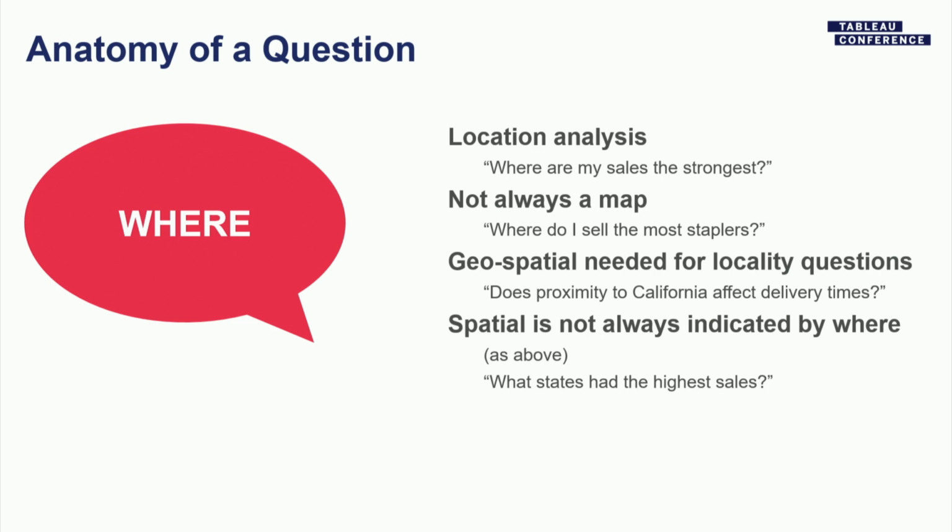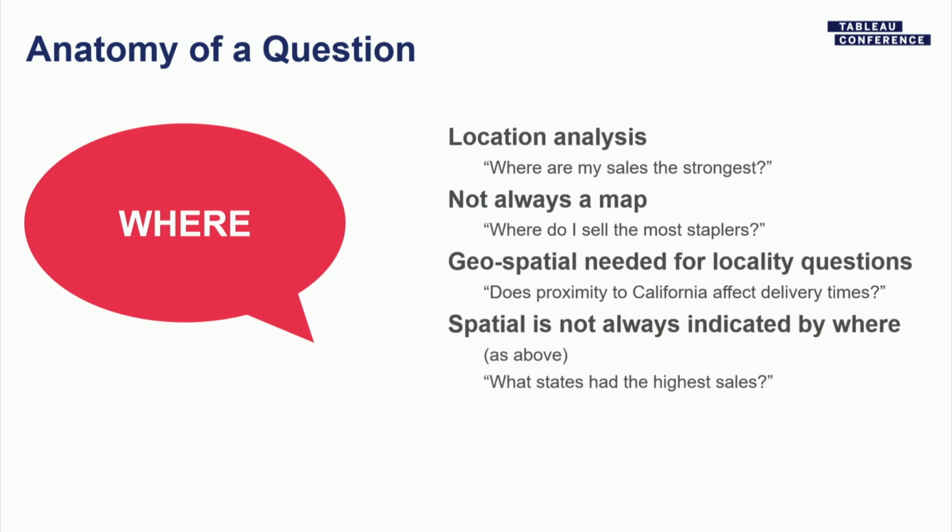So where is the complement to when, only instead of time, we're talking about space. I've got location analysis. Where are my sales the strongest? But note that it doesn't always mean a map. If I have a question like, where do I sell the most staplers? Probably the best thing is a bar chart, sorted so that I can see what state staplers sold the most in. But definitely, we do like to use maps, geospatial stuff, when we have locality questions.